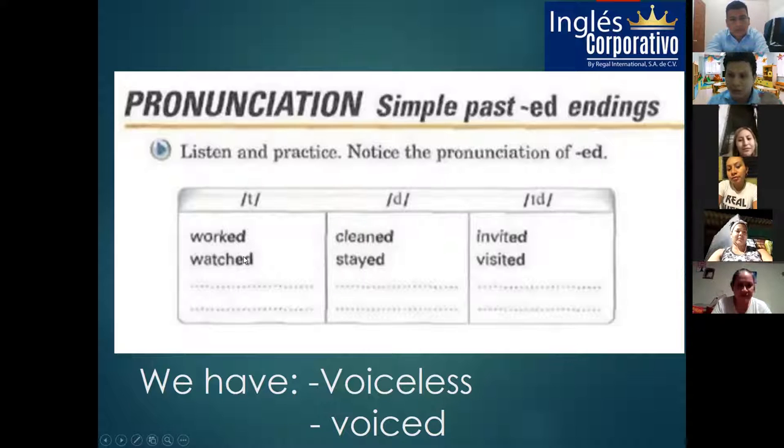Worked. Work. Ok, muy bien. Todo lo han hecho muy bien. That's amazing. Me gusta que participen simultáneamente. That's awesome. Pero este se dice worked. Worked. ¿Por qué es voiceless?